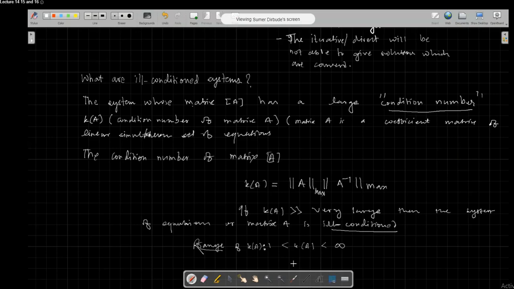Essentially, the max norm is dependent upon the coefficients of the matrix. Coefficients are the values of the matrix, the row and column entries.